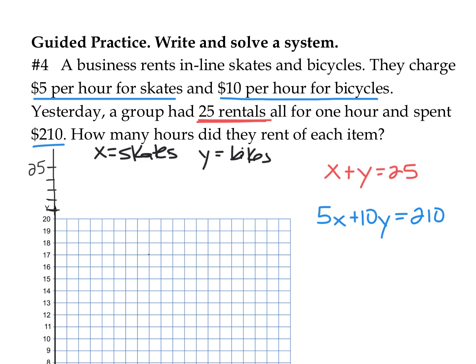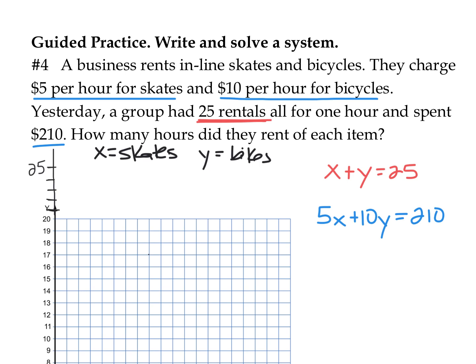It could be x is 1, y is 24 for this right here, right? I could have 1 plus 24. But those wouldn't necessarily give me $210. So I can't just pick anything that works here. I have to find the one combination of x and y that works in both of these equations. So we're going to do that by graphing.